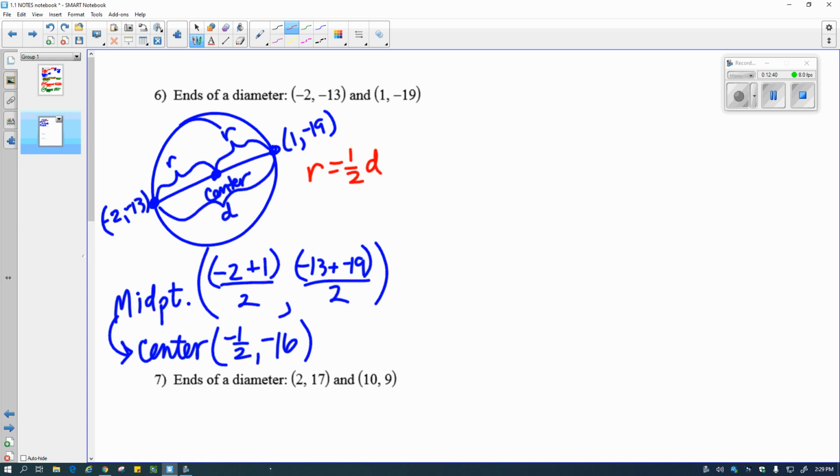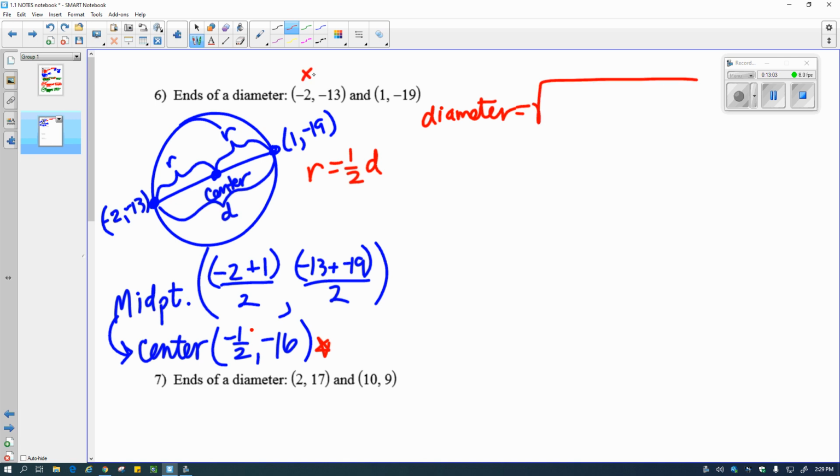Now, how do I decide when I'm going to do one or the other? Well, because this one here has this fraction in it, I might want to go ahead and use the diameter and cut it in half so I don't have to do the math with the fractions. And so that's what I'm choosing to use. So I'm going to find my diameter, which is the distance between the two endpoints.